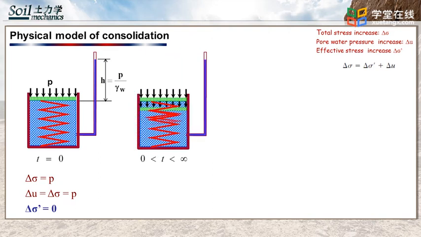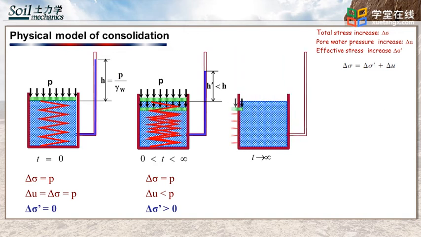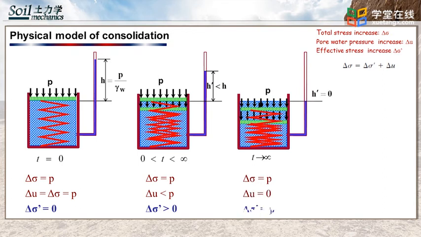Now, if the valve is opened, the water will flow outward. This flow will be accompanied by a reduction of the excess pore water pressure and an increase in the compression of the spring. At any time, the effective stress increase on the spring equals the reduction in pressure in the water. After some time, eventually, the excess pore water pressure delta U will become 0. The entire load will be taken by the spring, and the system will reach a state of equilibrium.